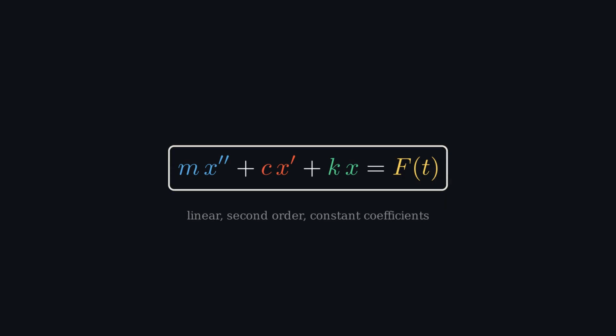Now Newton's second law just says mass times acceleration equals the sum of the forces. Acceleration is x double prime. Add up our three forces. Move the spring and friction terms to the left, and out pops this: m x double prime plus c x prime plus k x equals F of t.